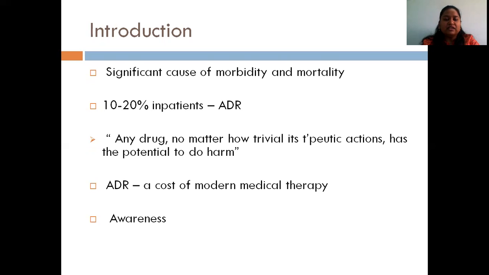Basically, it has been seen that around 10 to 20% of the hospitalization of patients is due to ADRs. Adverse drug reactions can be serious and can increase the morbidity or the mortality rate of a person. Any therapeutic action which harms the patient by the drug is an adverse drug reaction, and in the new generation, new trends, it can be a costly medication therapy. So awareness should be given about ADRs so that we can minimize them and their seriousness.